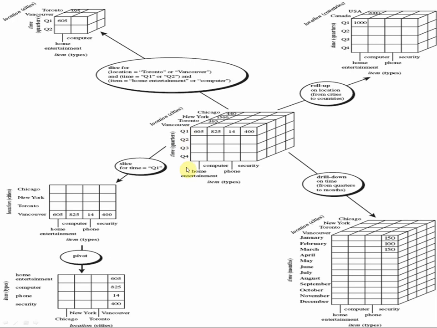So originally it's 4 quarters. Now I can easily separate that into different months. We can do another operation called dice. So get a smaller cube.